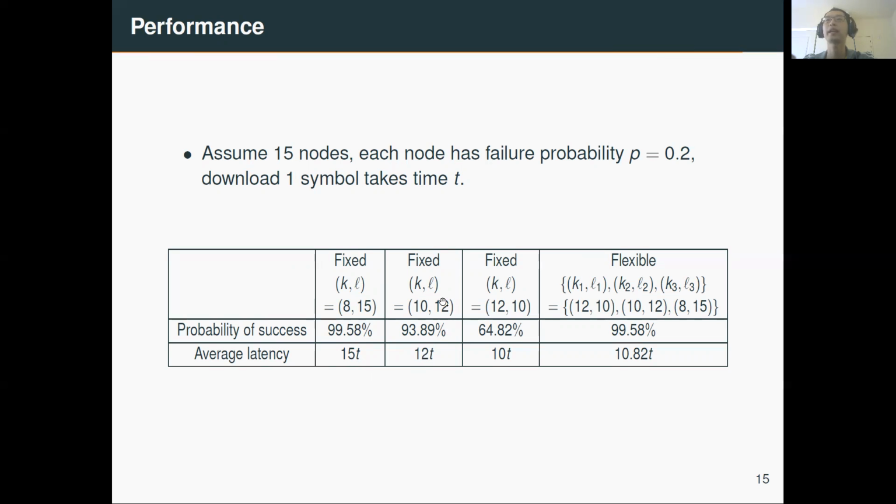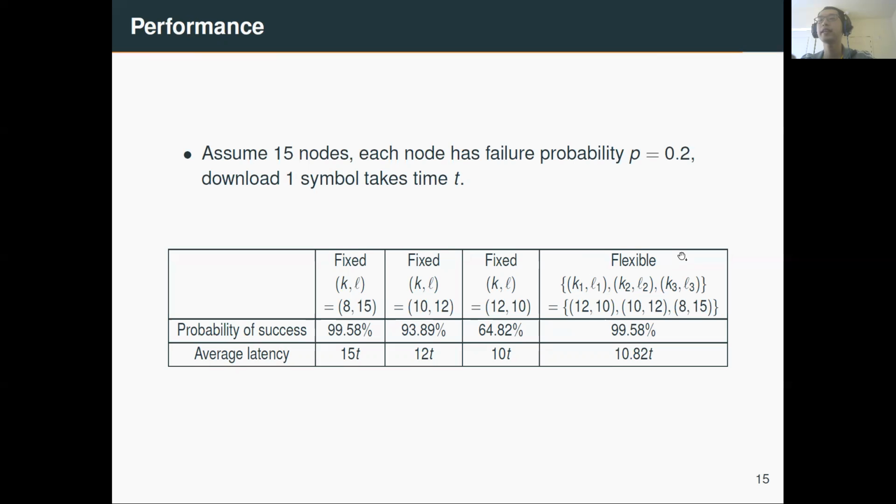Alternatively, we can set the fixed partial MDS code with k equal to 10. In this case, the probability of successfully decoding all the messages is about 94%. But in this case, we're only downloading 12 symbols in each node, which gives an average latency of 12 times t. Or we can also set k equal to 12. So in this case, we only need to download 10 symbols in each node, which has an average latency of 10 times t. But in this case, the probability of successfully decoding all the messages is really low. It only has about 65%.